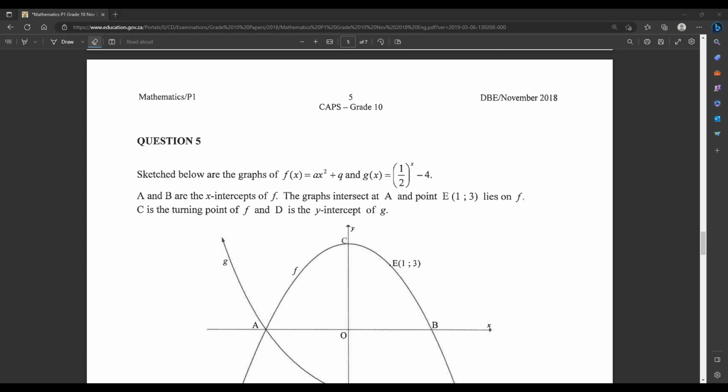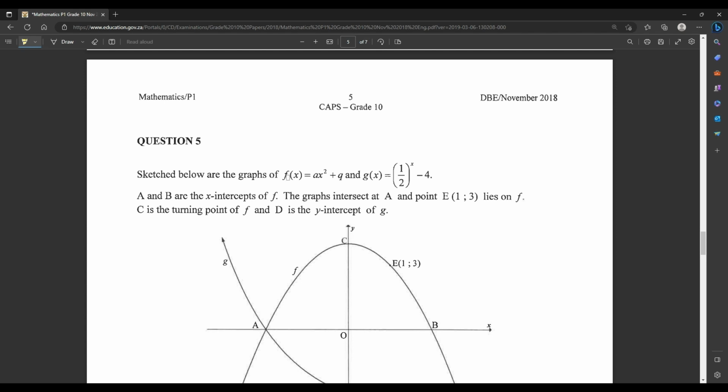Hi everyone, in this video I'm going to be talking through one of the questions from the 2018 grade 10 paper 1. I'm going to be looking at this graphing question just so we can get a feel for how we answer these types of questions. So my first thing when I look at a graphing question is let's just try to get a feel for what graphs I'm actually working with.